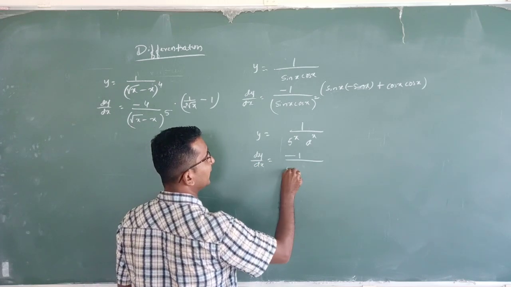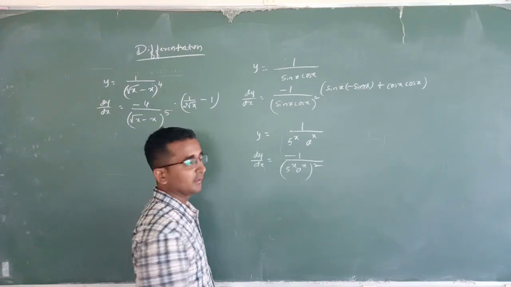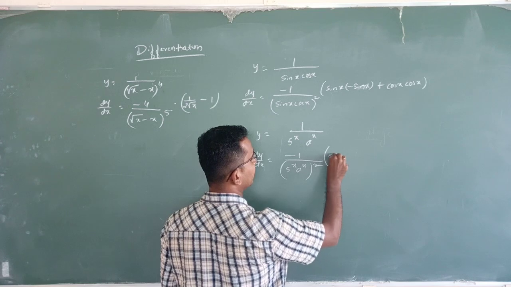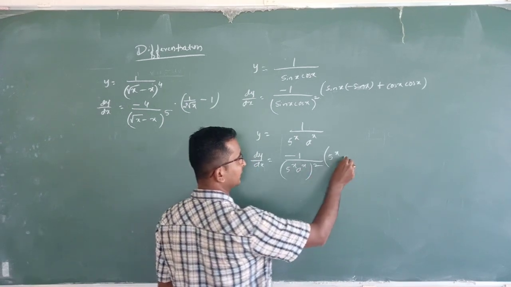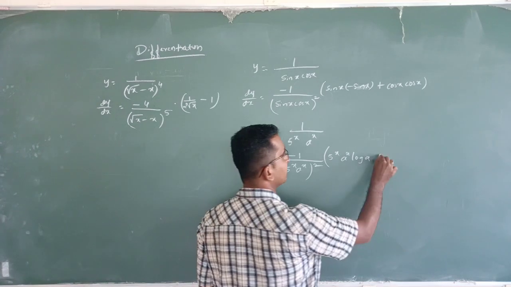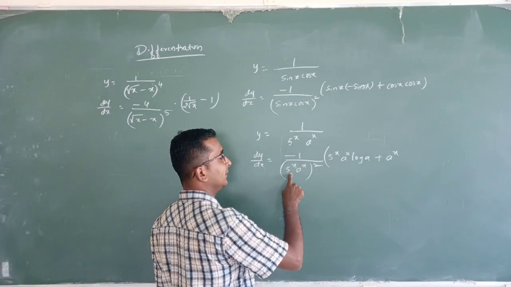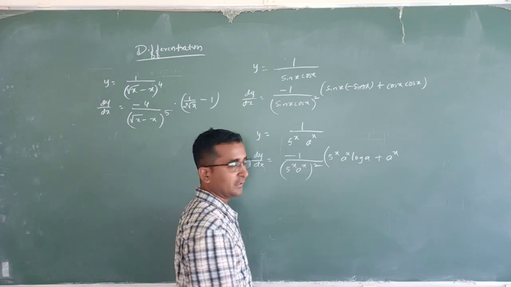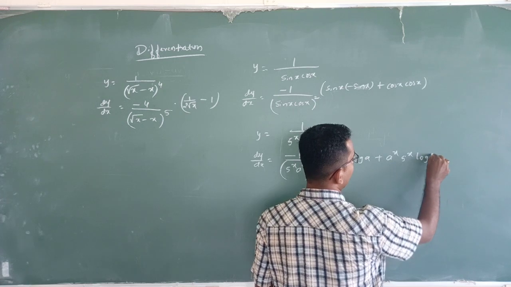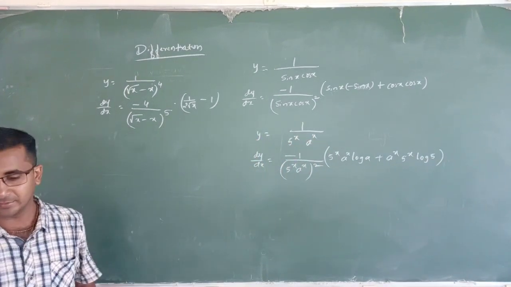Minus 1 divided by 5 raised to x, a raised to x, whole square. Then it is in the form of u into v. For 5 raised to x differentiation, I will keep the 5 raised to x as it is. A raised to x differentiates to a raised to x log a. Then plus, keep the a raised to x as it is. For 5 raised to x, instead of a, the term is 5. Instead of a write the 5, that is 5 raised to x log of 5. Getting? The next example.